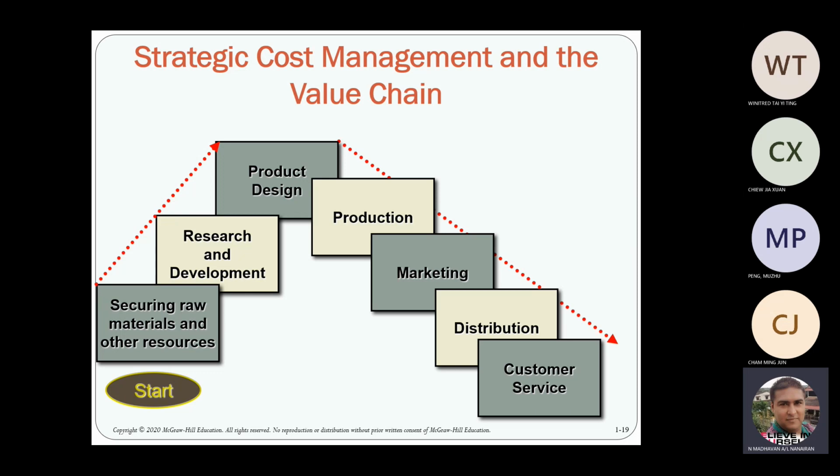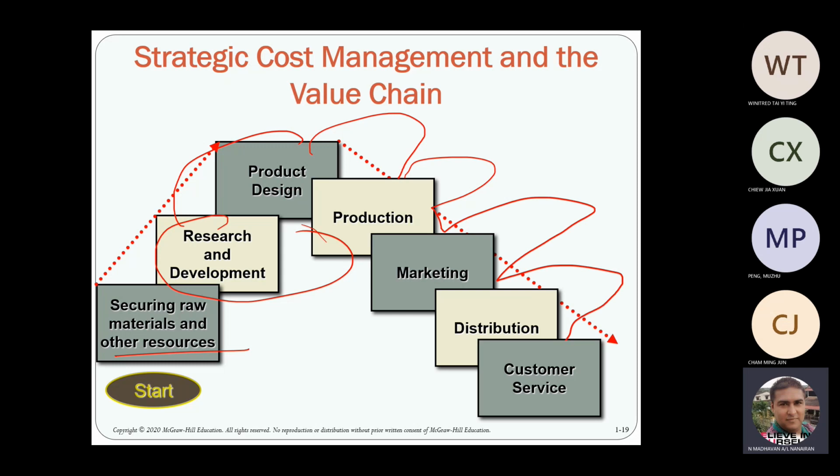All right, so this strategic cost management and value chain is actually the entire process of how the production starts, the activity starts, till the end process where the product has gone to the customers. It starts with securing the materials and other resources such as labor, and then using the research and development team, products are designed, eventually products are produced. Once products are produced, they will be marketed, and once marketed, distributed to the customers, and customer service will handle any after-sales inquiry. So this is the entire complete value chain.